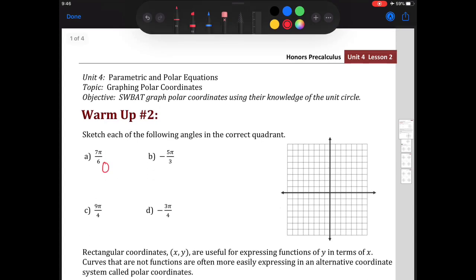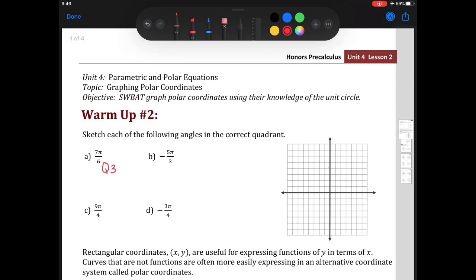Before I move into sketching them, I'm just going to rewrite what quadrants they're in. This is quadrant 3. Negative angle means you're going in the opposite direction, so it would be in the first quadrant. Right, 9 pi over 4 is in the first quadrant, and negative 3 pi over 4 has to be in the third quadrant. Quadrant 1, I didn't write quadrant 1.